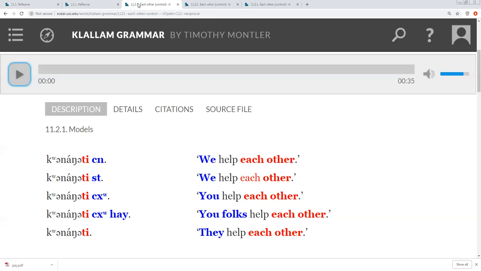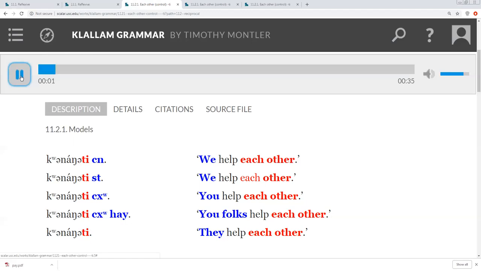Just as with the reflexive, these reciprocal suffixes are not really common. This is because Klallam has a variety of ways of expressing the notion each other. For example, instead of saying we saw each other, you could say I saw you and you saw me, or I saw you while you saw me. The Klallam equivalents of these two types of sentences are actually more commonly used than the other reciprocal suffixes. We'll go over the model right here.